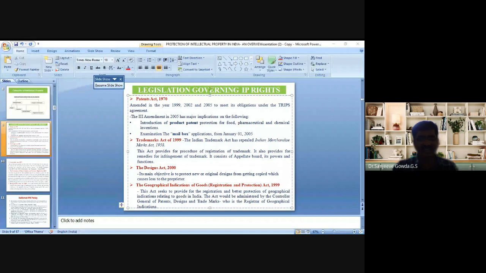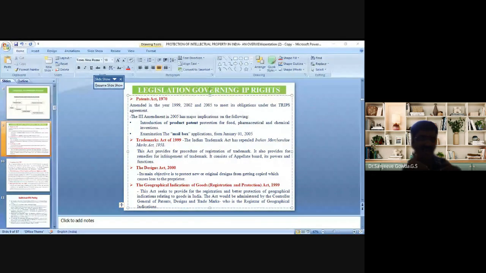So let us move on to the national level protection available for intellectual property. Before going to that, intellectual property can be categorized into two: one is industrial property, and the other is copyright and related rights. Industrial property, as I told you, is a subset of intellectual property.